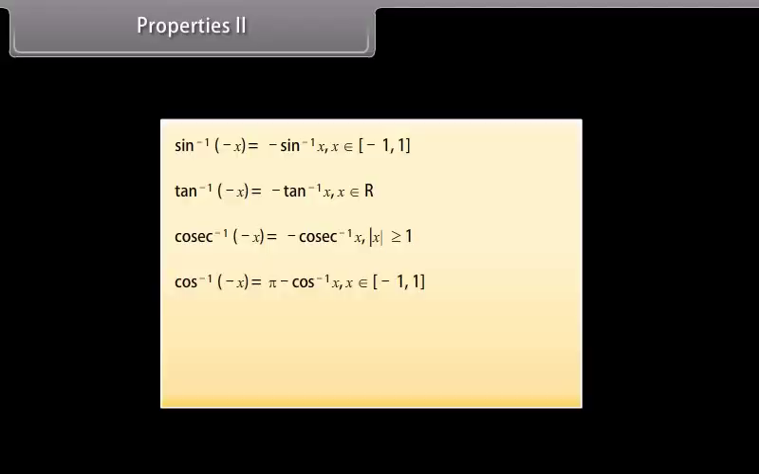Cos inverse minus x is equal to pi minus cos inverse x, x belongs to [minus 1, 1]. Sec inverse minus x is equal to pi minus sec inverse x, modulus of x greater than or equal to 1. Cot inverse minus x is equal to pi minus cot inverse x, x belongs to R.